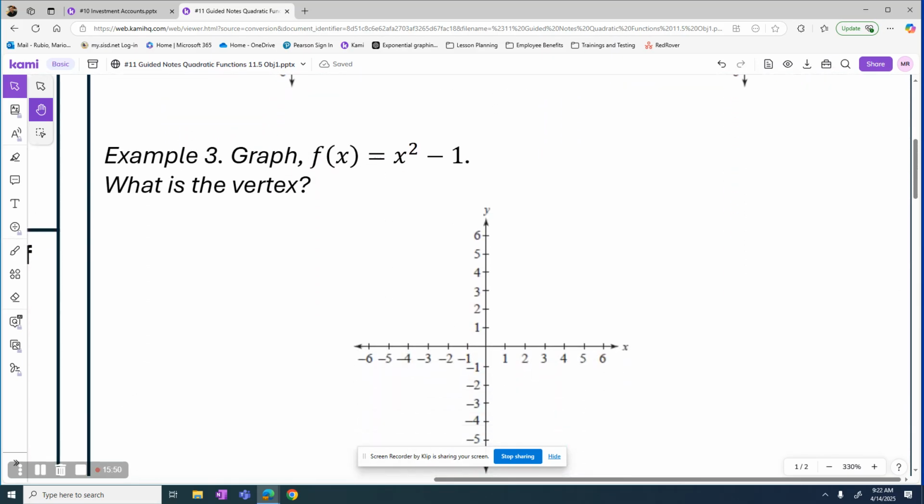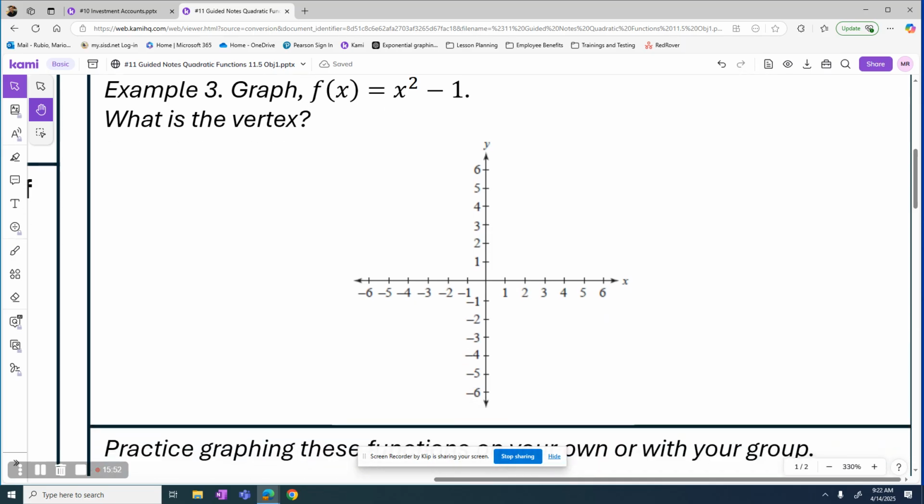Okay, let's look at example number 3. Now we've got x squared minus 1. So what do you think is going to happen to this one? Remember, x squared. I'm not going to write the table on this one. I'm just going to go from x squared because I know x squared is always this.